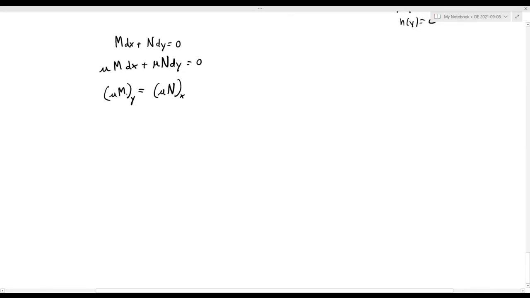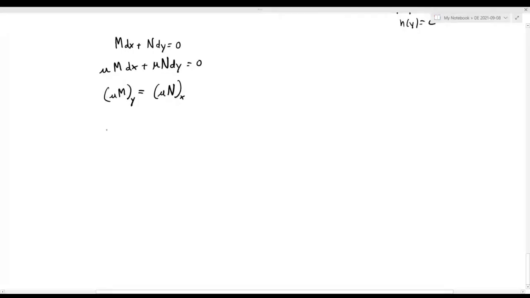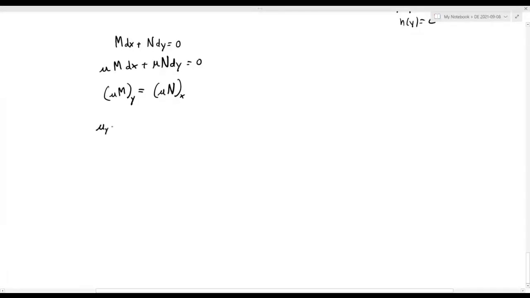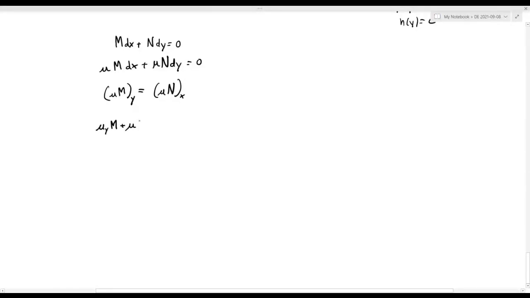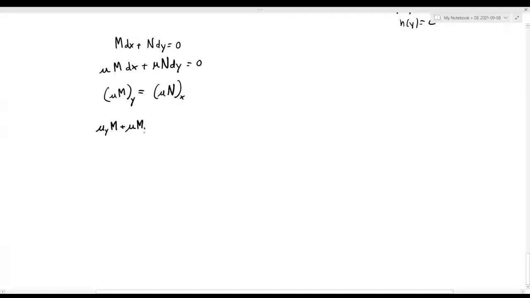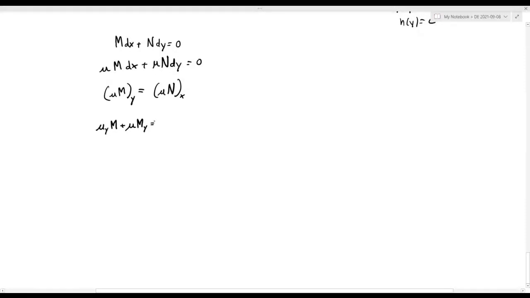And now when differentiating, we're going to differentiate with respect to y on the left using product rule. So the derivative of mu with respect to y times m, plus mu times the derivative of m with respect to y. And then you differentiate the left-hand side with respect to x using product rule. So now, to find the integrating factor mu, we're going to try to make some simplifying assumptions.